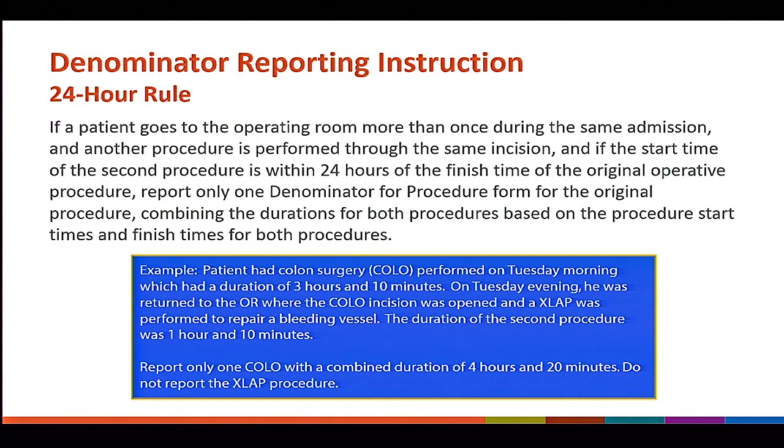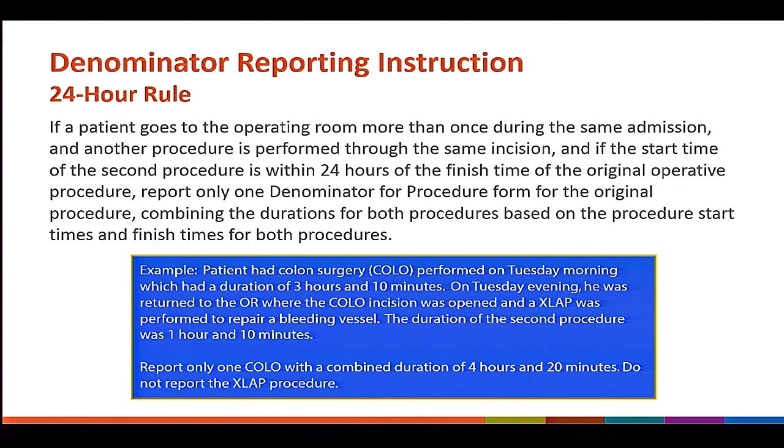The next reporting instruction is denominator reporting instruction number 9. More than one operative procedure performed through the same incision within 24 hours, also known as the 24-hour rule. This reporting instruction states that if a patient goes to the operating room more than once during the same admission and another procedure is performed through the same incision, and if the start time of the second procedure is within 24 hours of the finish time of the original operative procedure, you only report one denominator procedure form for the original procedure. And you combine the duration for both procedures based on the procedure start time and finish times for both procedures.